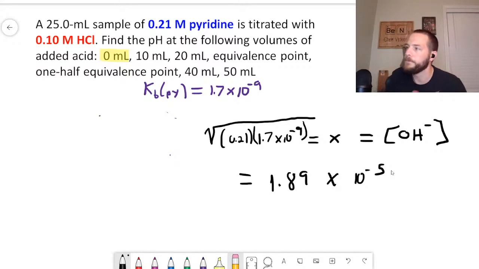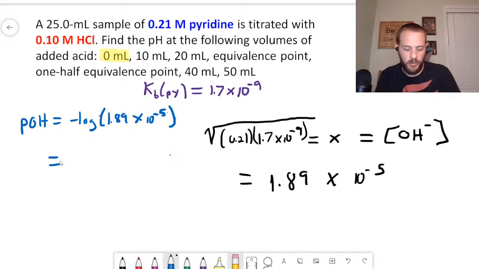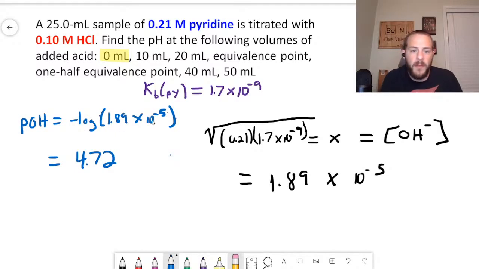Okay, so now that we have the hydroxide concentration, we can calculate pOH and then get pH from that, right? So pOH is going to be the negative log of the hydroxide concentration, 1.89 times 10 to the minus 5. What is the pOH? Calculate it real quick. Negative log of 1.9 times 10 to the negative 5. Very important to be able to use scientific notation on your calculator well, accurately and effectively, so that you're not hung up on your calculator when it's time to do well on the test. All right, so pOH is equal to 4.72.